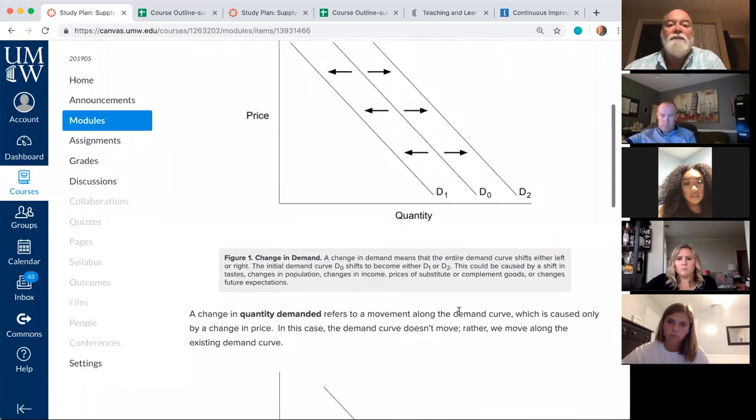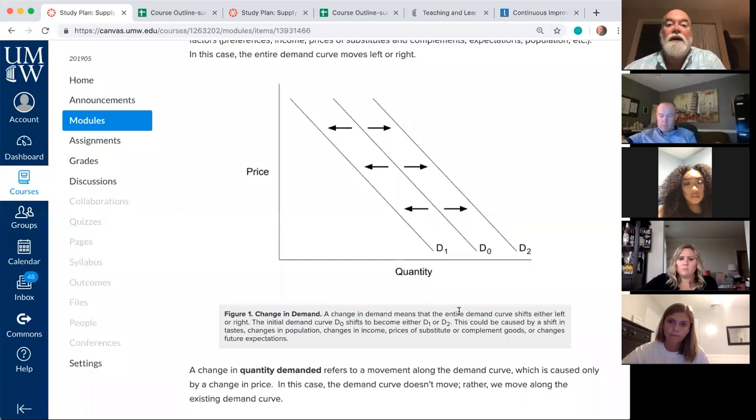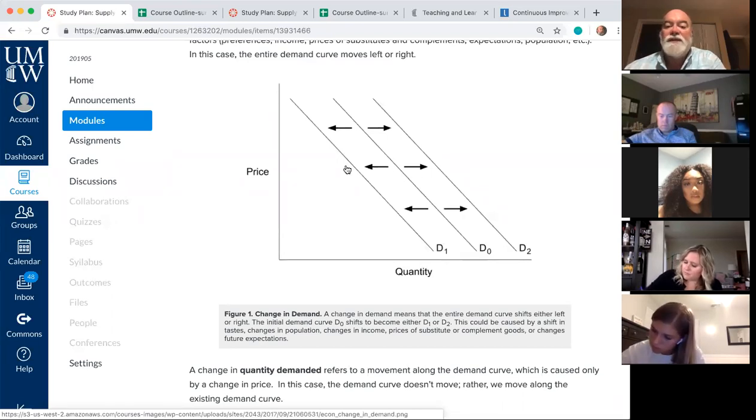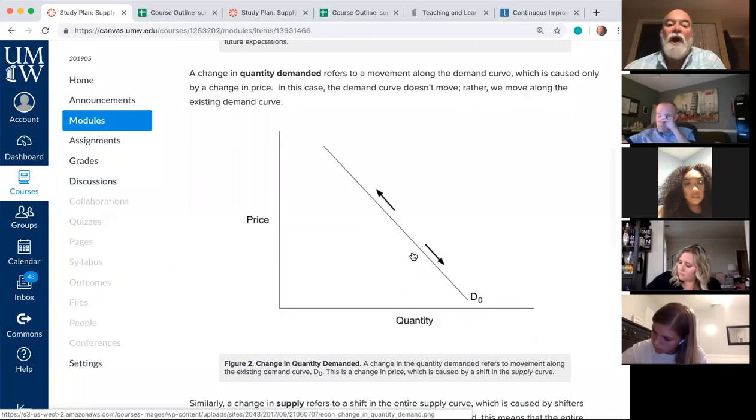Okay, one piece of language which is important, okay? When we talk about a shift in demand, it means the whole curve is shifting to the right or shifting to the left. That's a change in demand. An increase in demand is a shift to the right, a decrease in demand is a shift to the left. But oftentimes, the curve itself isn't moving. We're just moving along the curve, okay? The only thing that causes a movement along the curve is a change in the price. So a change in the price, in this case, if the price goes down, the quantity demanded is going to increase. The curve stays the same. We're just moving along the curve.